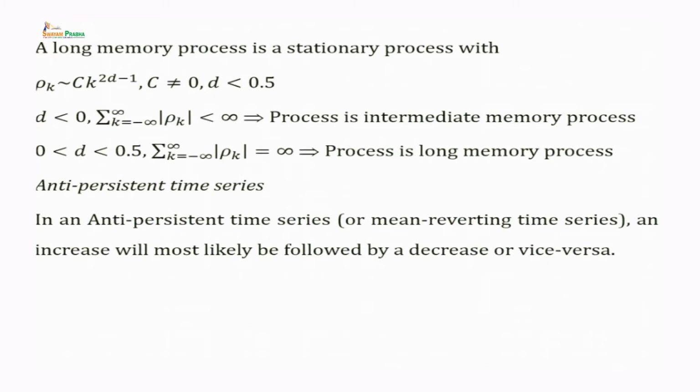We also define anti-persistent time series. In an anti-persistent time series or mean reverting time series, an increase will most likely be followed by a decrease or vice versa. So, the time series actually returns to its mean, meaning if at some point of time it is above the mean, then at another point of time it is more likely that the time series is below the mean. Such a time series is called an anti-persistent time series.